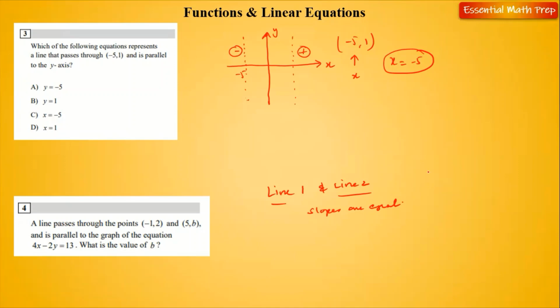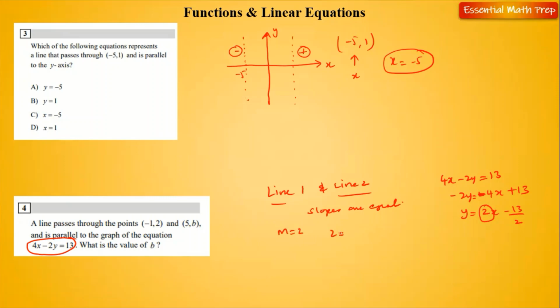So let's figure out the slope for the equation that's already given. We have 4x minus 2y equals 13. If you add negative 4x on both sides, it becomes negative 2y equals negative 4x plus 13. So divide by -2 on both sides, which would make it y equals 2x minus 13 over 2, right? So your slope is m equals 2.